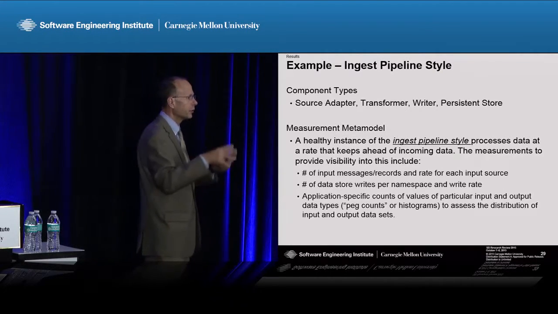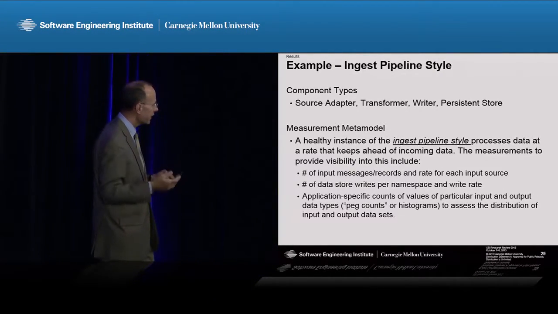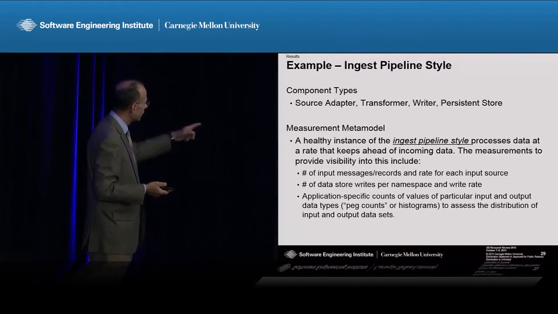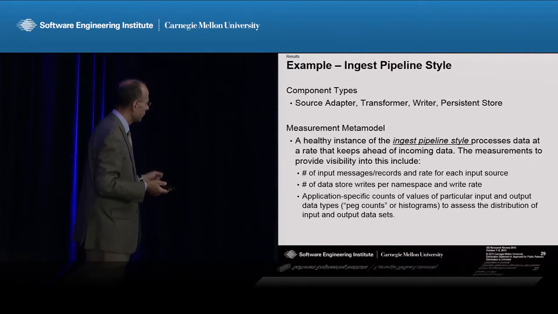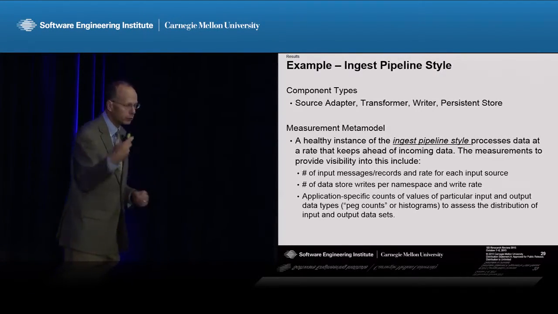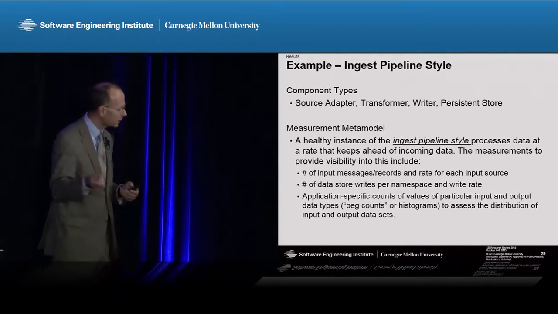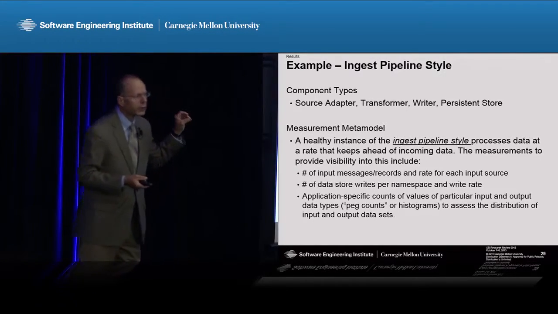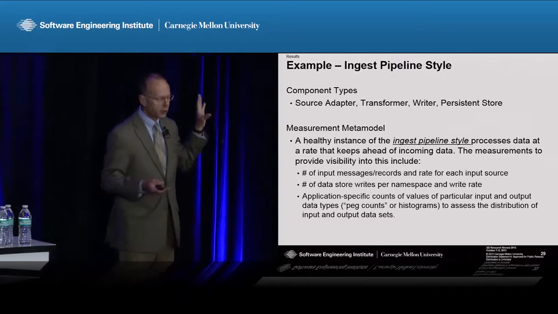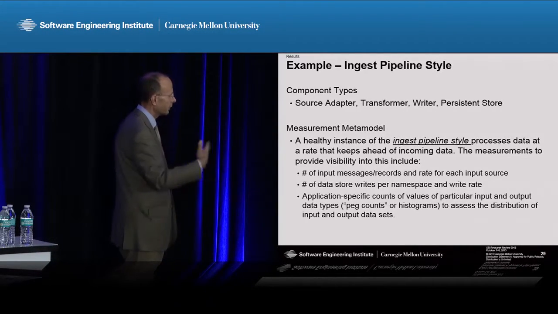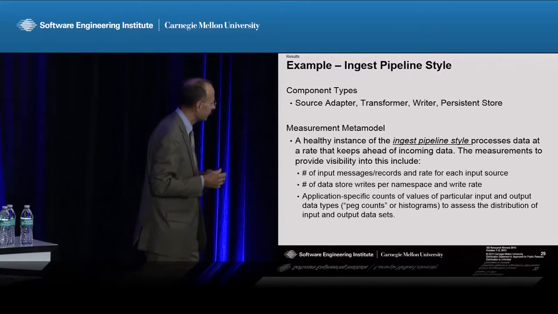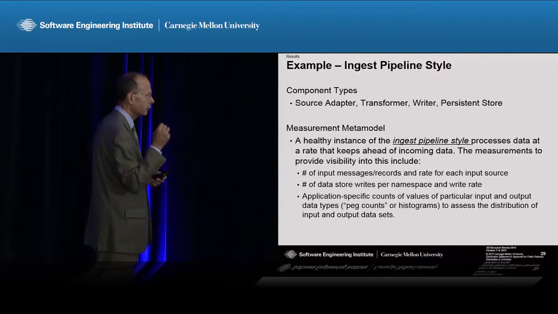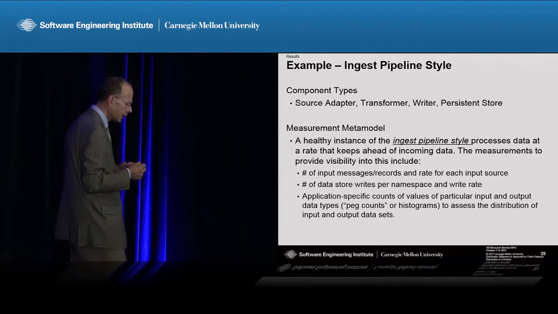So what does it look like when this thing is running correctly? If we're within our design envelope and it's operating as intended, well, it's going to keep up with incoming data. And how do we measure that? Well, if we go to the input source adapter, we measure the number of records coming in, and we go to the writer and we look at how many data elements are being written into each namespace. And maybe we want to do some application-specific peg counts. And we're going to then collect and aggregate this information that will tell us that this part of our system is operating as intended.